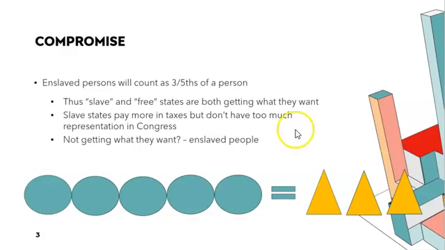I have a little drawing here to demonstrate. Basically, the blue dots are free citizens, white people essentially, right? So 5 of them equals 3 of the yellow triangles, which represent enslaved persons in this situation. So for every 5 white people, there are 3 enslaved. And remember again, women were also not allowed to vote, and they are also being counted toward representation.